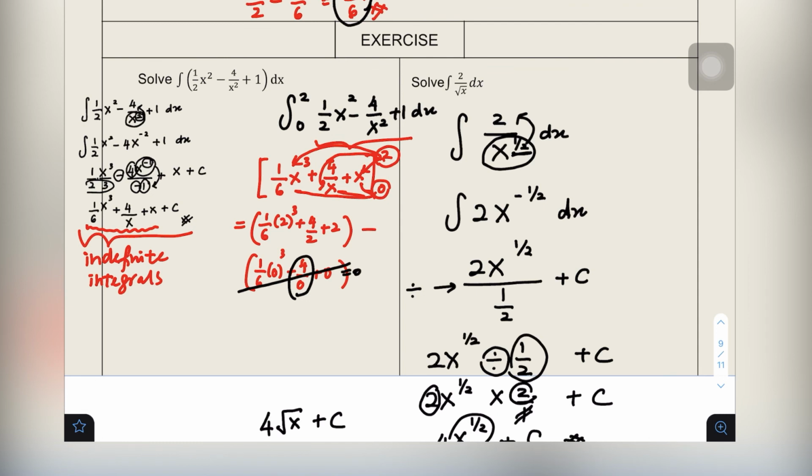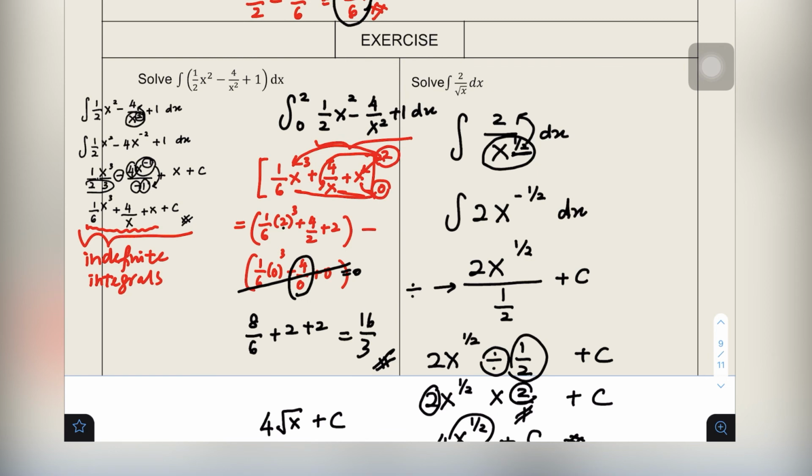So you have 1 over 6, and 2 to the power of 3 is equal to 8. So you have 8 over 6 plus 2 plus 2, or 4 over 3 plus 4. So 4 over 3 plus 4 is 16 over 3. You can calculate by using a calculator and you will get 16 over 3.